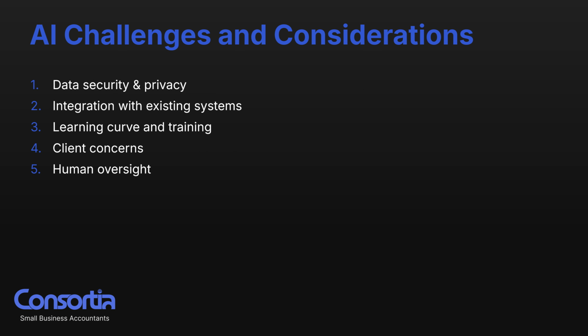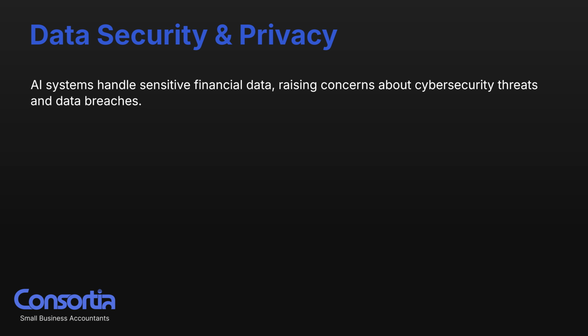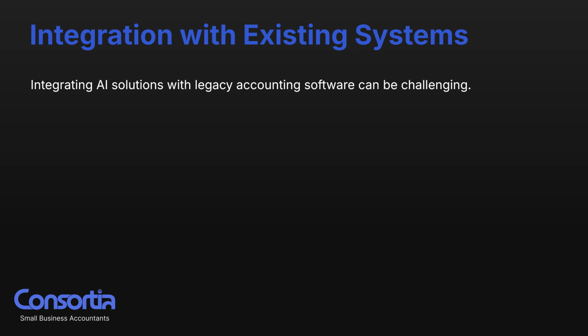Now, as far as AI challenges and considerations, there's basically 5. Number 1, data security and privacy. Number 2, integration with existing systems. Number 3, learning curve and training. Number 4, client concerns. And number 5, human oversight. So, as far as data security and privacy, AI systems handle sensitive financial data, raising concerns about cybersecurity threats and data breaches.